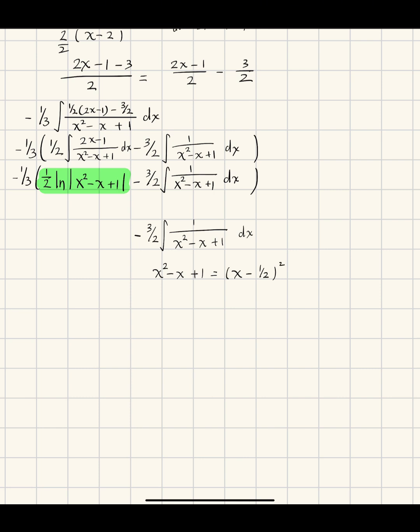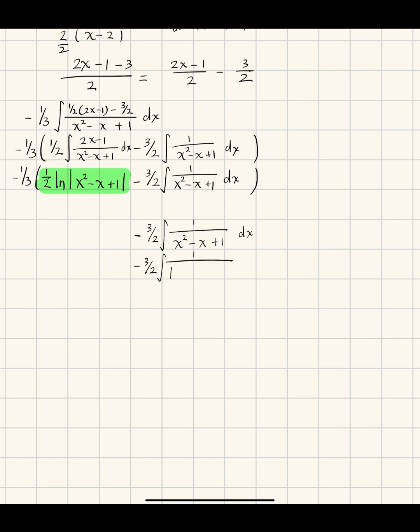All right, so if we distribute or multiply out the x minus 1/2 squared, we will get x squared minus x plus 1 over 4. So what do we need to do in order to make that a perfect square? What do we need to add to 1 over 4 to make it a 1? 1 minus 1 over 4 will give us 3 over 4. So the denominator is going to become x minus 1/2 squared plus 3 over 4. And now let me just spend some time to rewrite the integral.